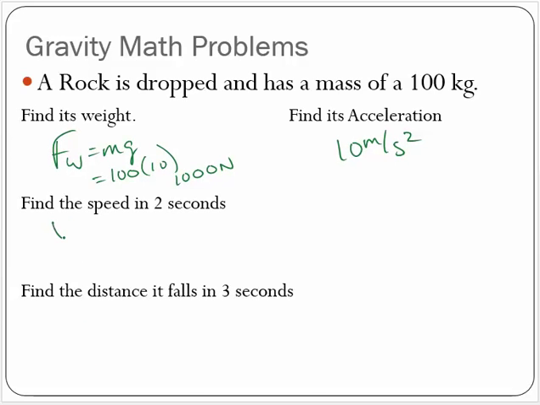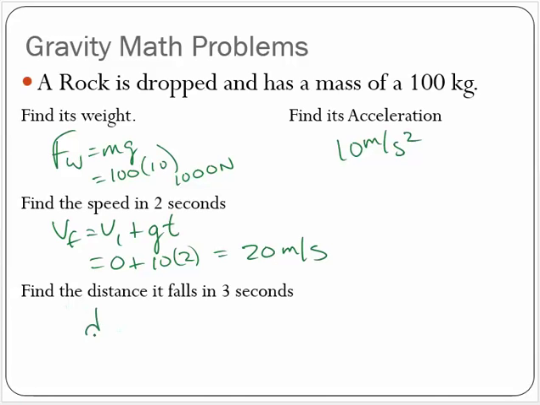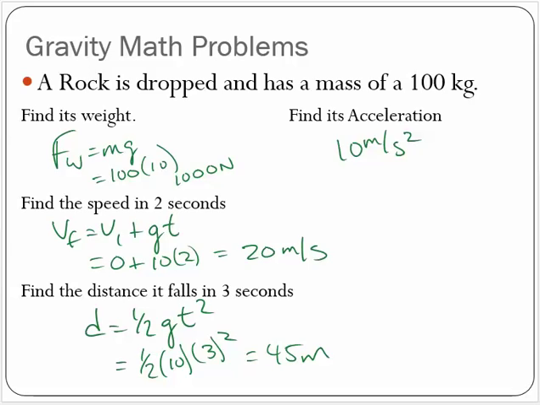Find the speed. Well, that's this equation. Initial velocity in this case we're going to say is 0. Gravity is 10. Time is 2. So that's just 20 meters per second. Find the distance it falls in 3 seconds. There's my distance equation. 1/2, 10, and it's 3 squared. Well, a half of 10 is 5. 3 times 3 is 9. 9 times 5 is 45 meters.